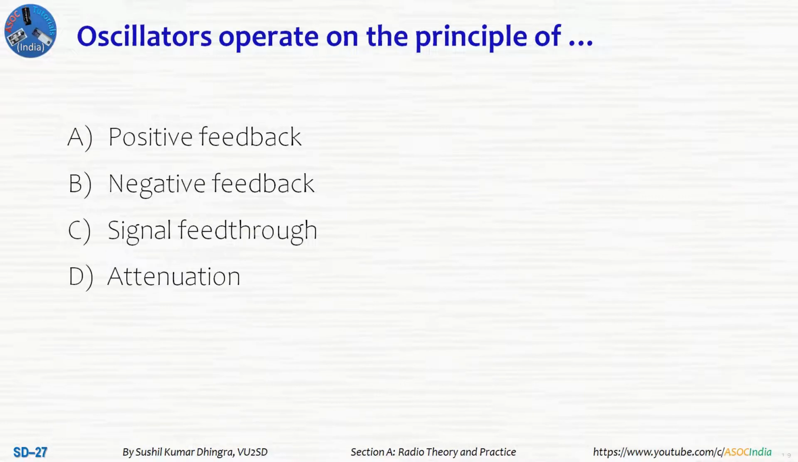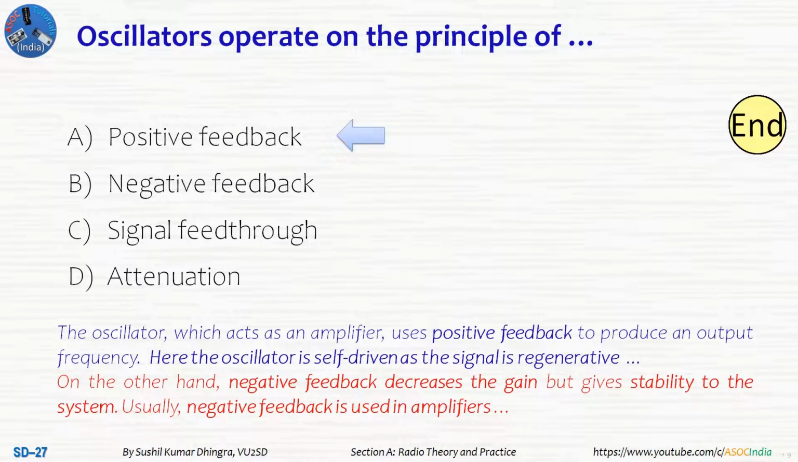Oscillators operate on the principle of what? A. Positive feedback, negative feedback, signal feedthrough, attenuation. Your time starts now. 10 seconds. Choose the right answer. Yes, positive feedback. I told you several times, note it down. Oscillators work on the principle of positive feedback. Some explanation I have also given to you on screen. You can read it. Going to the next question.